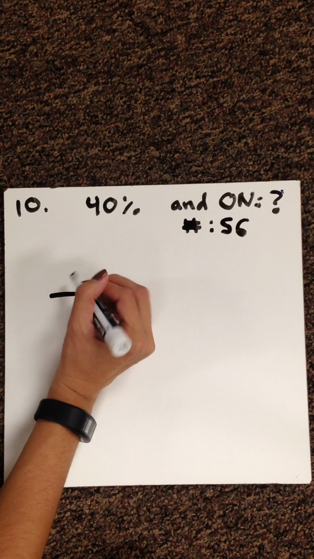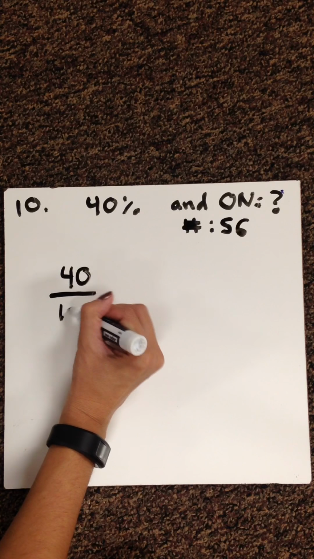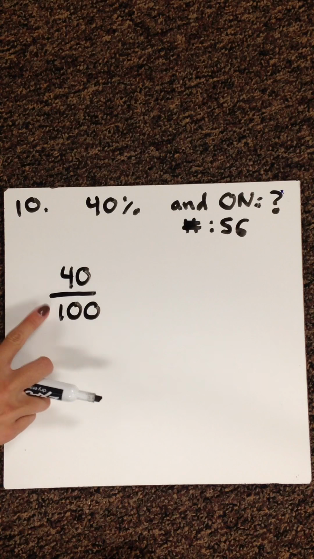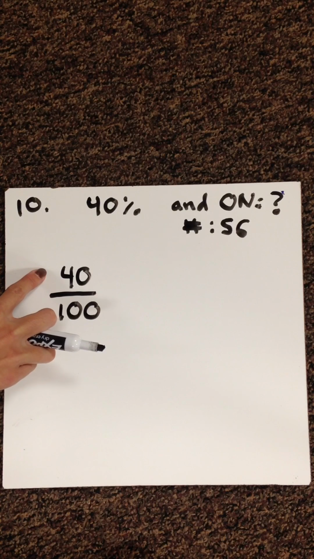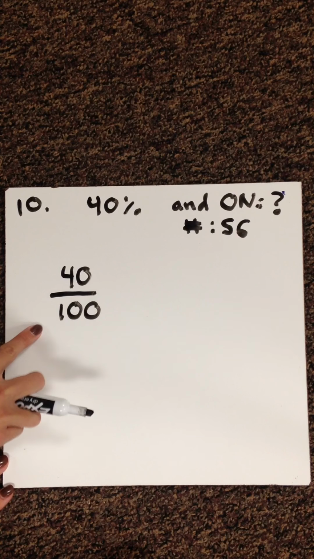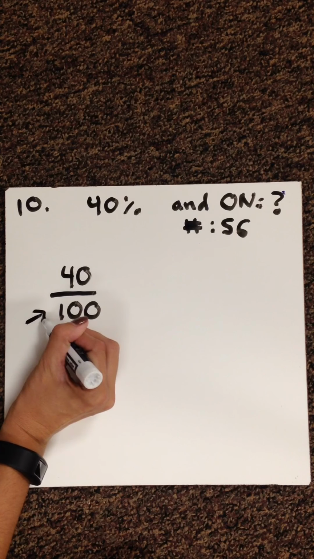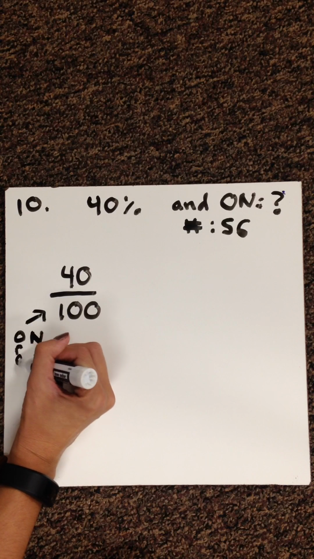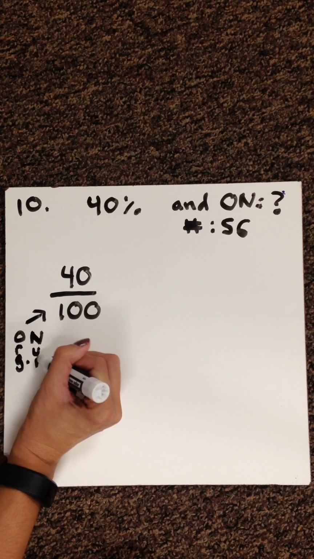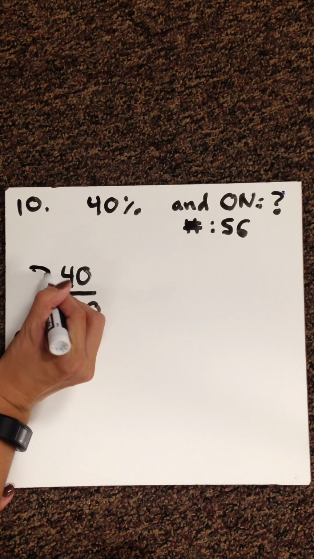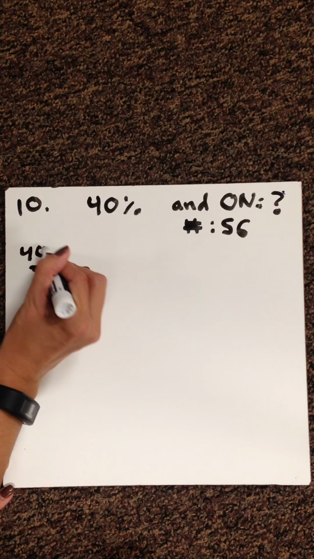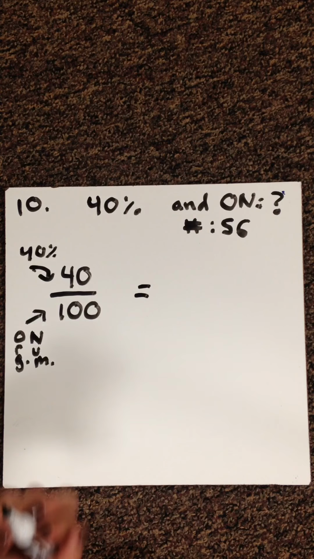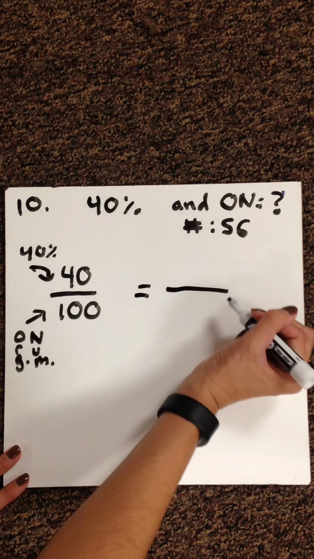I know that 40% is 40 over 100, okay? Now if we think back to this number question, if 100 was the original number, 40 would be the number that was 40% of that original number. So think of 100 as the original number, okay? That just means original number, okay? And 40 is the number that is 40% of that. Now we're going to set that up with an equivalent ratio.